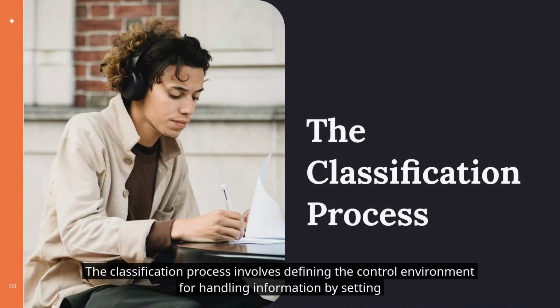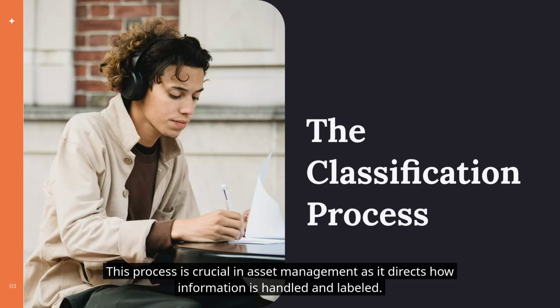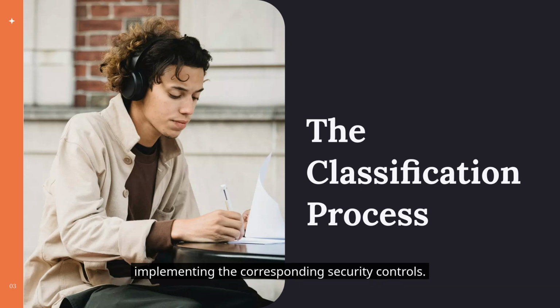The classification process involves defining the control environment for handling information by setting classification levels based on confidentiality, contractual, and regulatory requirements. This process is crucial in asset management as it directs how information is handled and labeled. It includes identifying the information owner and custodian, assigning a classification level, and implementing the corresponding security controls.